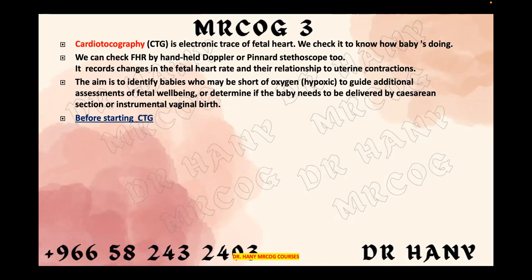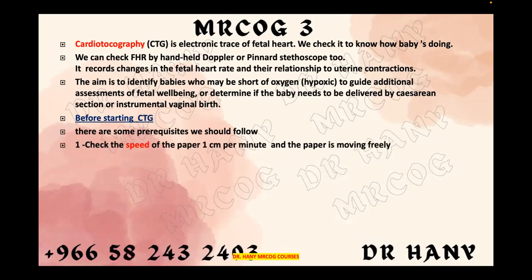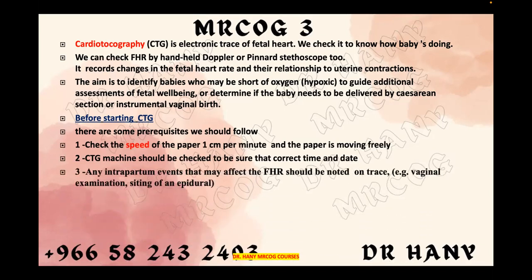Before starting the CTG, there are safety points, and you addressed all of these. There are some parameters you should check. First of all, the speed of the paper should be 1 centimeter per minute, and the paper should move freely. The machine should be checked for the correct time and date, otherwise you will have no medico-legal documentation. Any interpretation, any intrapartum event, any PV, any left lateral position, any vaginal examination, any epidural should be documented on the CTG.